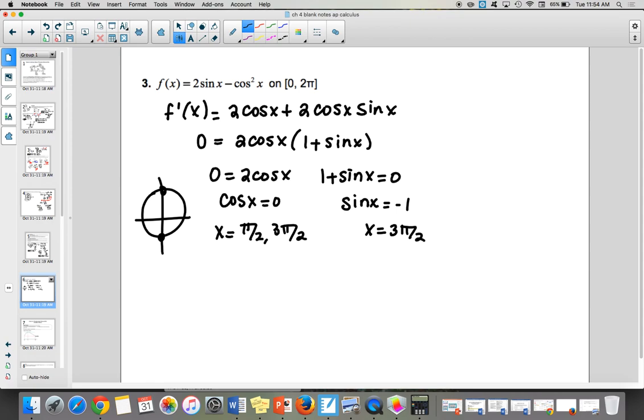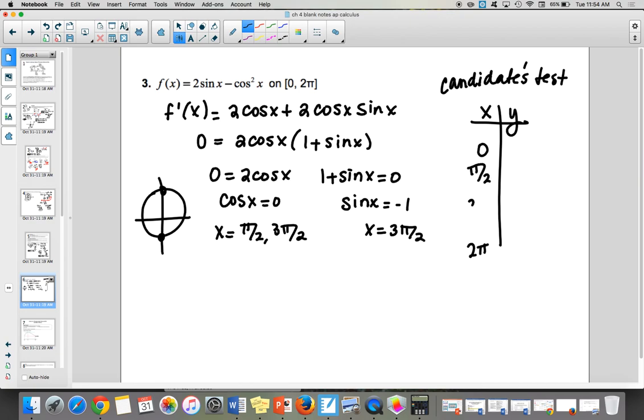So again, we have our closed interval, so we're doing this candidates test. So we said, well, we know we have critical values of pi over 2 and 3 pi over 2, but we're on the closed interval 0 to 2 pi. So here are my possibilities for an absolute max and absolute min. So I don't have to find where it's increasing, decreasing, and so on. So if I plug in 0 into the original, 2 times sine of 0 is just 0, and then minus cosine of 0 squared. Cosine of 0 is 1. So I think I get -1. Do you guys agree? Yeah.